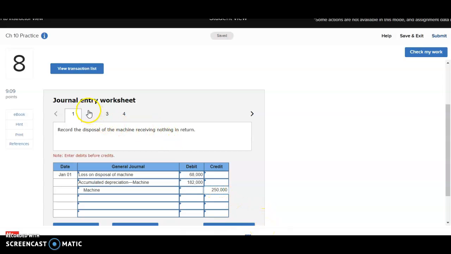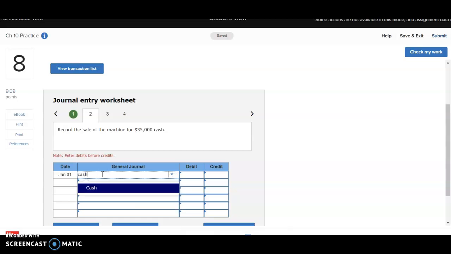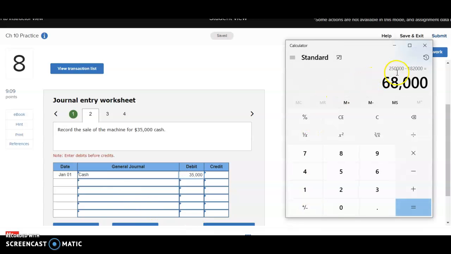All right, next situation, same scenario, but this time, instead of just getting rid of it, we're going to sell the machine and we're getting $35,000 cash. Anytime we're getting cash, we're debiting cash, and we're getting $35,000. So we have to figure out, okay, we had the cost minus the accumulated depreciation. That gave us $68,000. Is that $35,000 going to cover that amount?